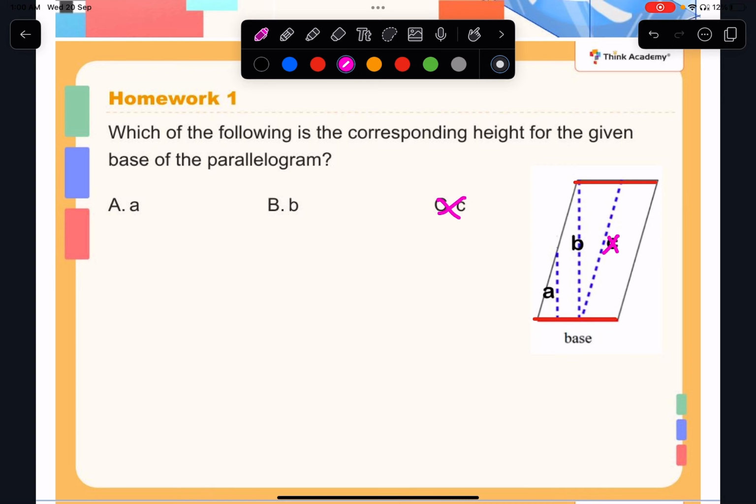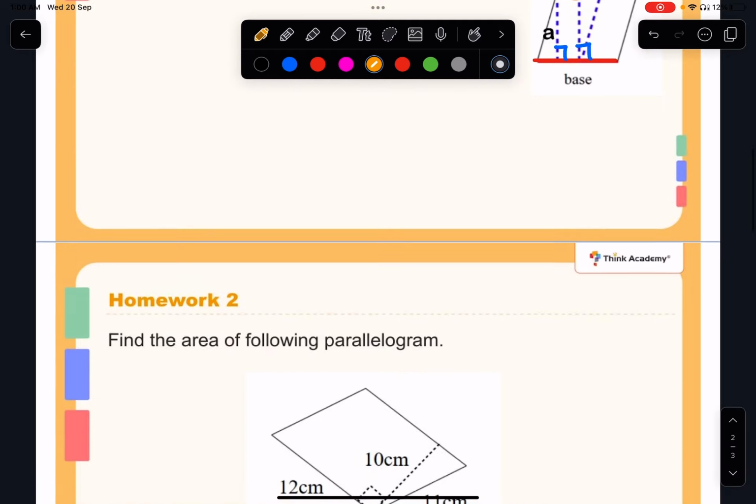So which one is true? We can see that both of them are perpendicular to the base because there are two 90 degree angles. But which one is the distance between the base and the opposite side? It is B, right? Because A is just halfway between the two sides. So A is not true. B is the correct answer. Perfect. So if you get it, let's go on to the next one.